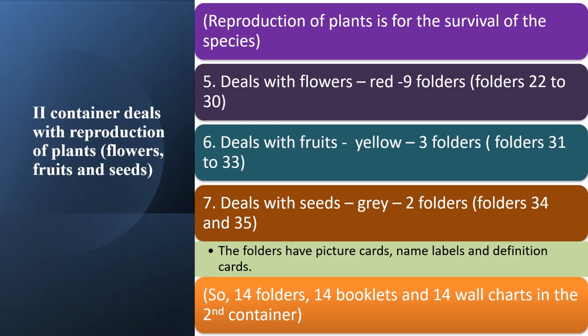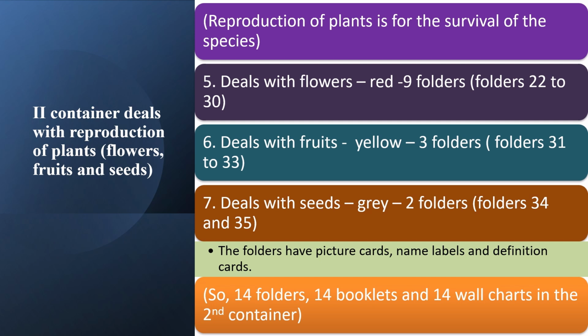The second container deals with reproduction of plants, that is flowers, fruits, and seeds. Reproduction of plants is for the survival of the species. It deals with flowers, and the folder is in red, and there are 9 folders from 22 to 30. The next one, folders 31 to 33, is in yellow and deals with fruits. Folders 34 and 35 are in gray and deal with seeds.